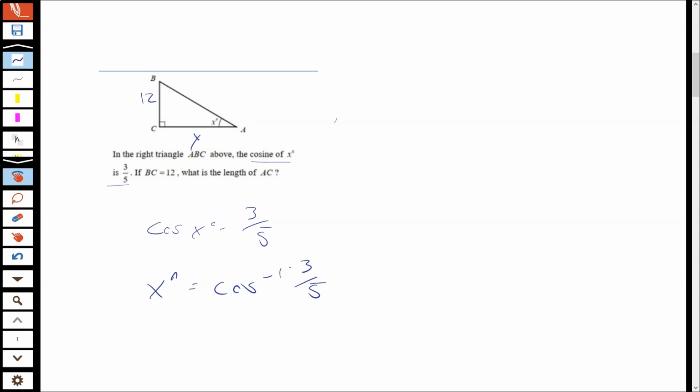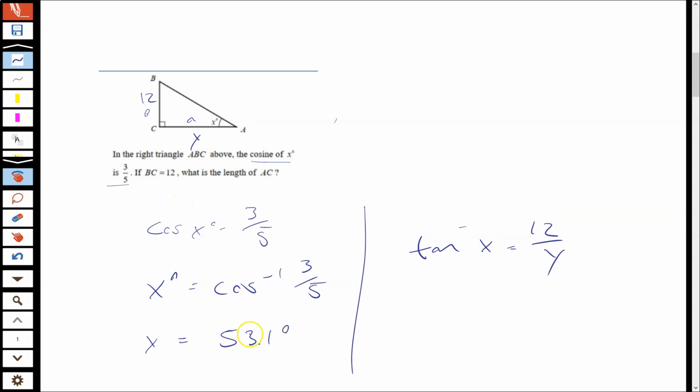Okay, so I type that into my calculator. And that gets me 53.1 degrees for x. Then I can plug that in. For my second equation, we have the opposite side from x and the adjacent side from x, right? So I could say tangent of x is equal to 12 over y.